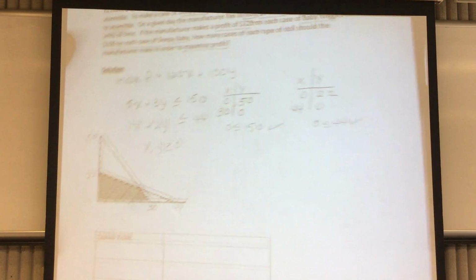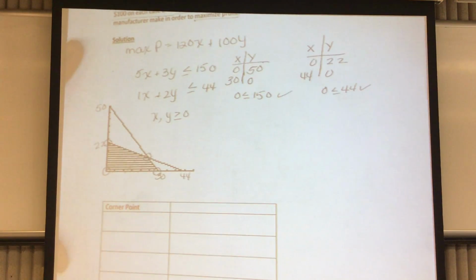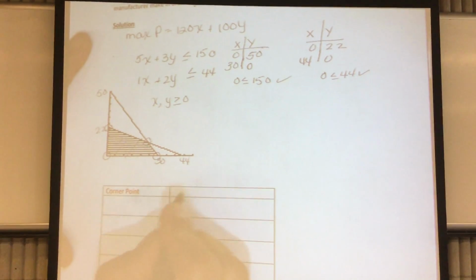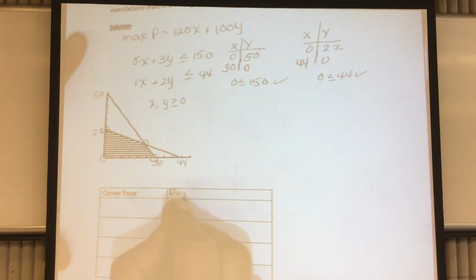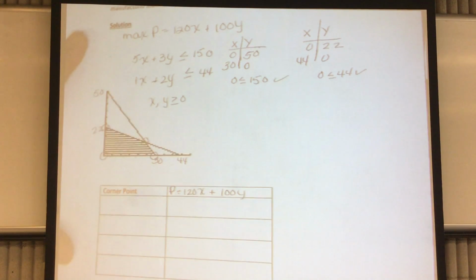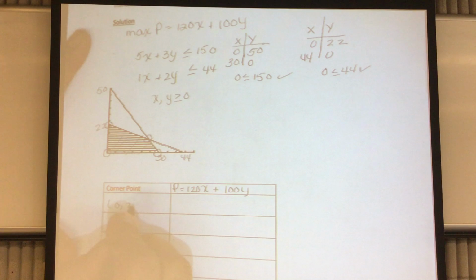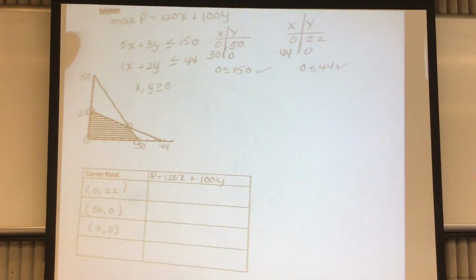So now our corner points are 1, 2, 3, 4 corner points. And we have our objective function. Let's write this here. P equals 120x plus 100y. So our first corner point is (0, 22). The second corner point is (30, 0). And then (0, 0). And then the point of intersection we can solve by the elimination method.